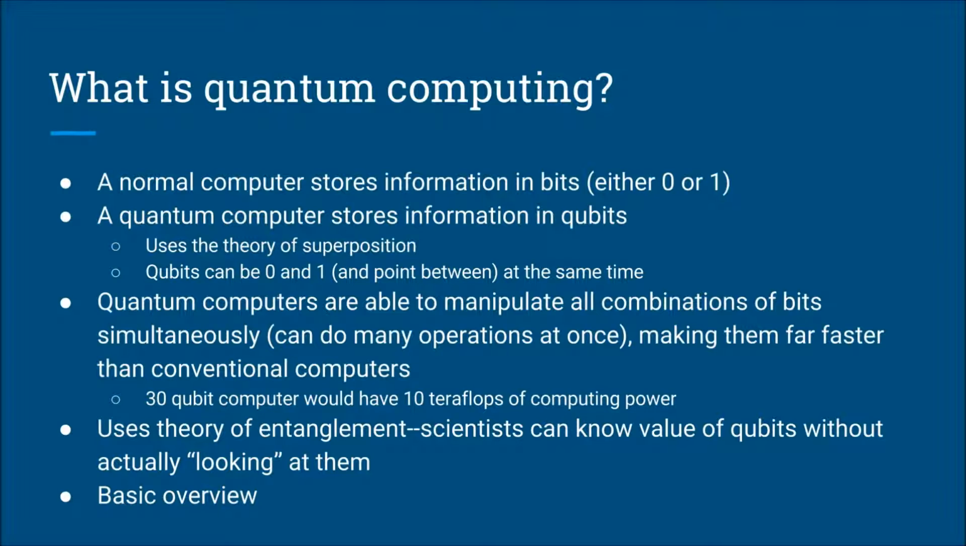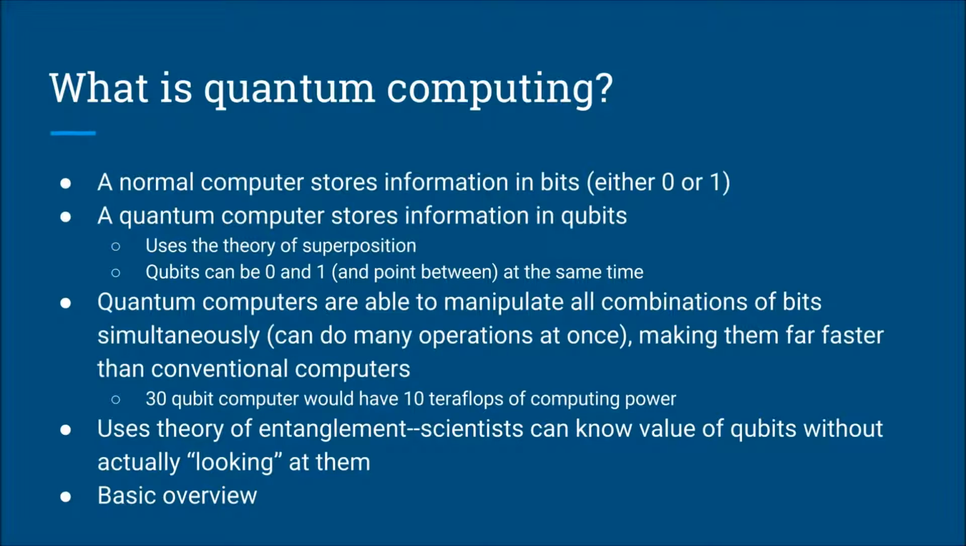Alright, and then quantum computers are able to manipulate all the combinations of bits simultaneously because of the way qubits work. So that means that they can do many operations all at the same time, so they're far faster than a conventional computer. For example, a 30 qubit computer would have about 10 teraflops of computing power. For comparison, the Intel Core i7-4770K has about 182 gigaflops of computing power. So you can see, just with 30 qubits, how much computing power you can get out of one of these.